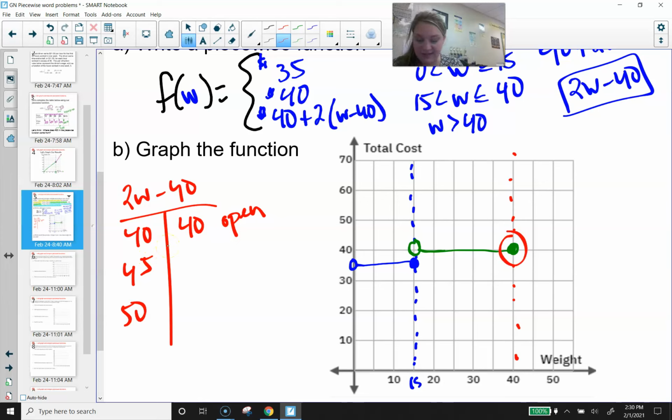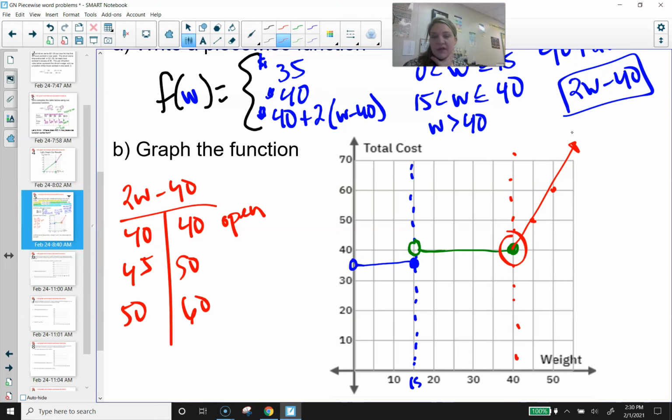Next, plug in 45. 2 times 45 is 90. 90 minus 40 is 50, so that's my next point, 45, 50. Plug in 50. 2 times 50 is 100. Minus 40 is 60, so my next point will be 50, 60. Like that.